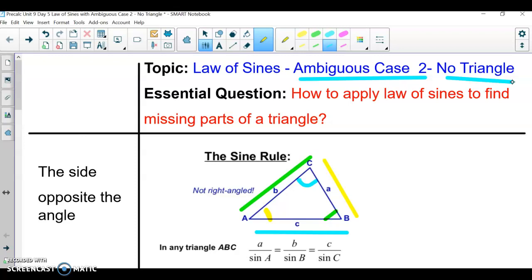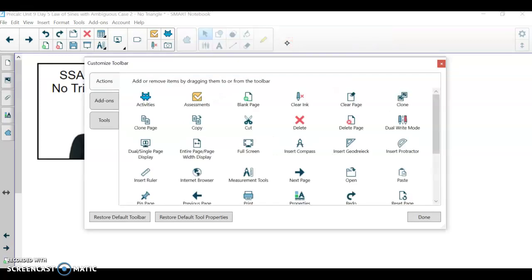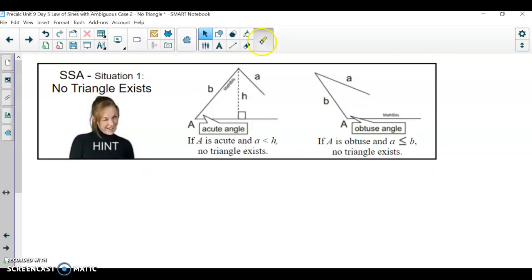So let's look at this. When do we have this case? We have that no triangle exists. I know it says up here situation 1, but it's actually situation 2. When does no triangle exist? I apologize for this being glitchy. So this is situation number 2.